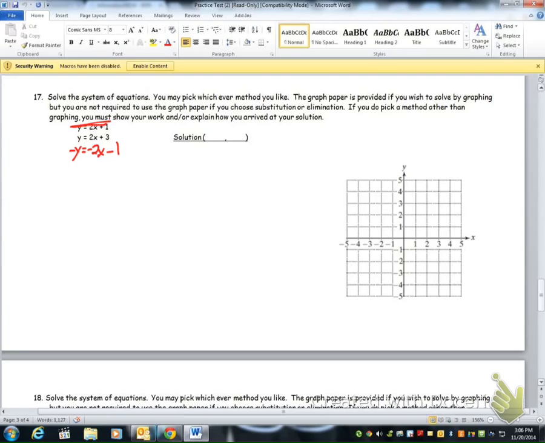Totally. Okay. Now I can add them, and I get y plus -y, which is 0. And then I have 2x minus 2x, which is 0, and 3 plus -1 is 2. So I end up with 0 equals 2.